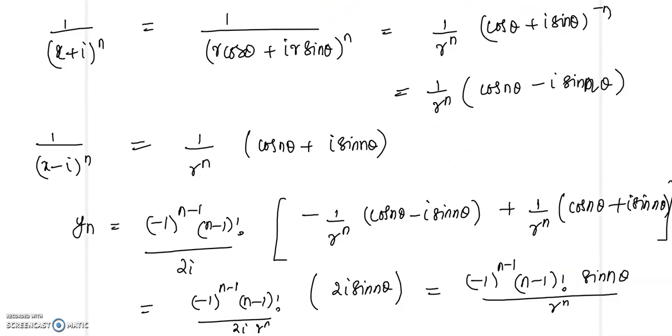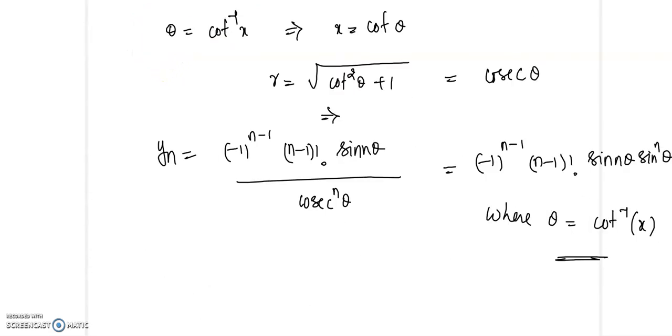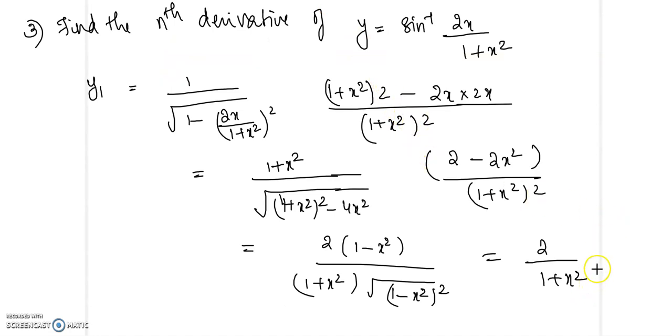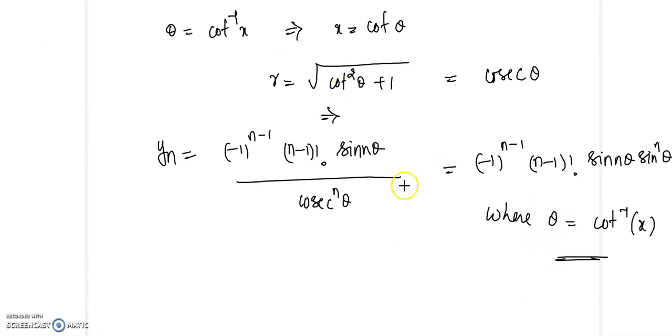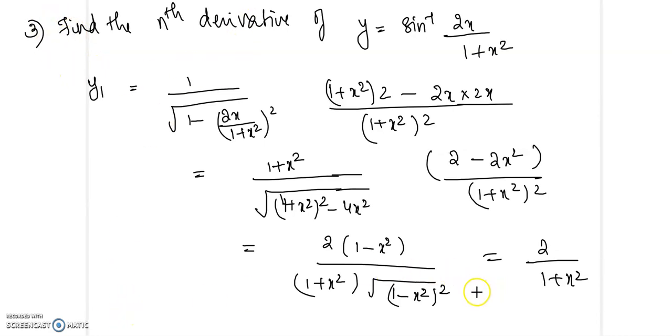Now we have done the same thing in the previous problem. In the previous problem y1 we got 1 by 1 plus x square. So here you have got y1 as 2 by 1 plus x square. So proceed in the same manner. So the answer we get will be 2 times that. For this also you have the same formula for the nth derivative. So please complete this one.